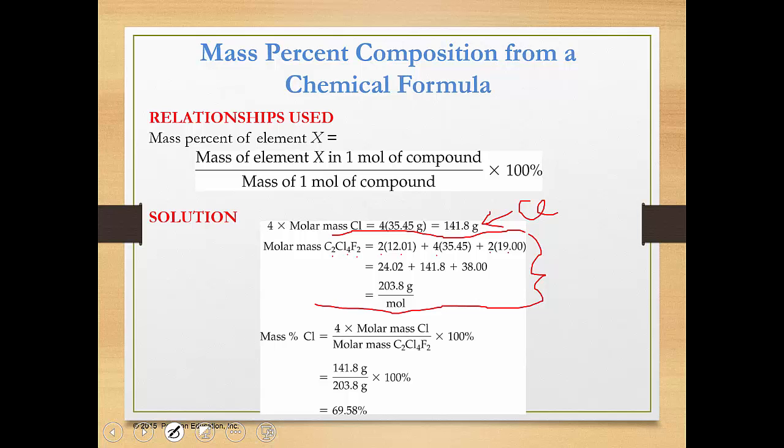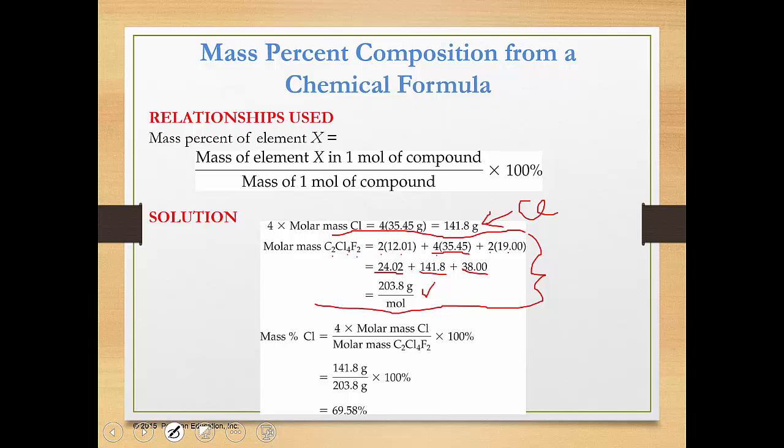So the 12.01, 35.45, and 19 all come from the periodic table. You should have that out in front of you so that you can check these and look at them and be finding them as we go along. Do your math. 2 times the 12.01 is 24.02. 4 times the 35.45 is 141.8. And 2 times the 19 gives us 38. Add those 3 together, and we find that the mass of the entire compound, the molar mass, is 203.8 grams for every 1 mole.